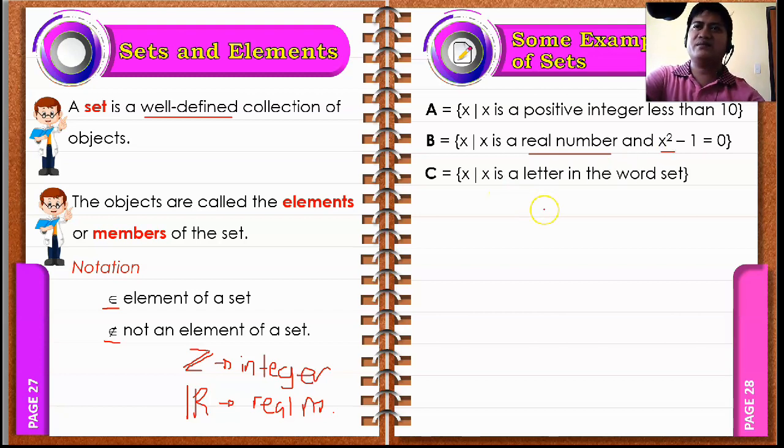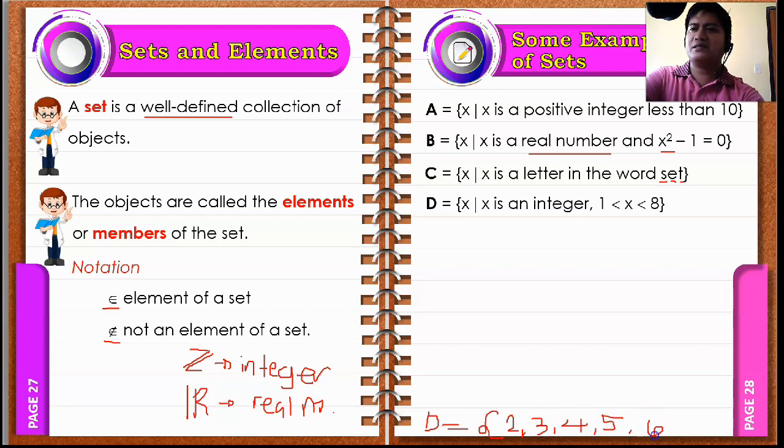Another example, we have set C equals the set of all x such that x is a letter in the word set. Obviously the elements are S, E, and T. Another one: the set of all x such that x is an integer and x is greater than 1 but less than 8. This time, D is equal to 2, 3, 4, 5, 6, and 7. So 2, 3, 4, 5, 6, 7 are elements of set D, since each is greater than 1 but less than 8.